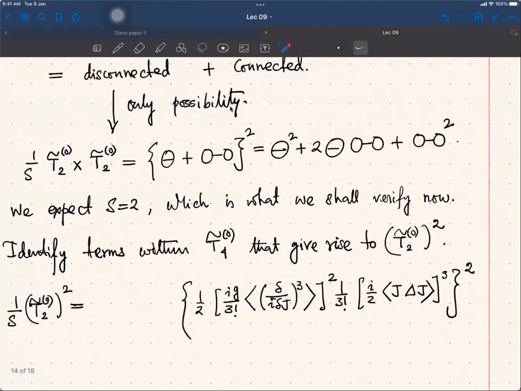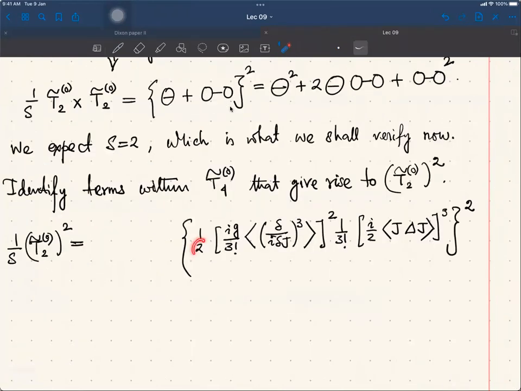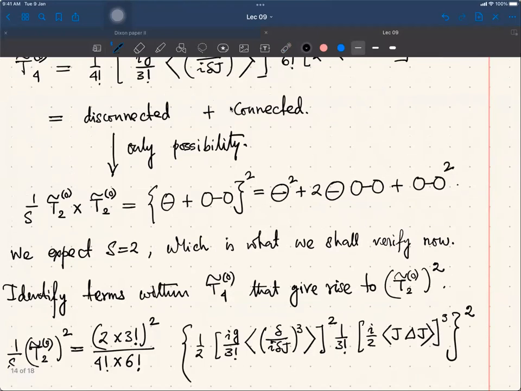Instead of having that, we have half and 1 over factorial 3. So multiply this by 2 times factorial 3 square. This is half square and factorial 3 square divided by factorial 4 times factorial 6. This is what we should have, factorial 4 times factorial 6, and this is what we had already divided by. We had written these extra factors and I am compensating for that.